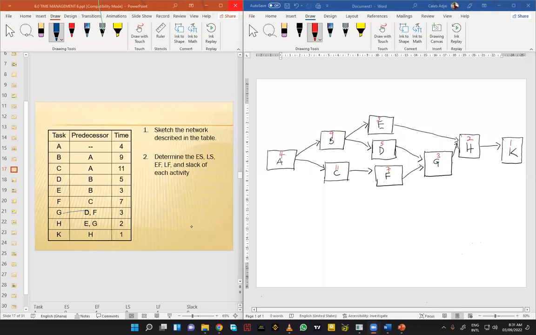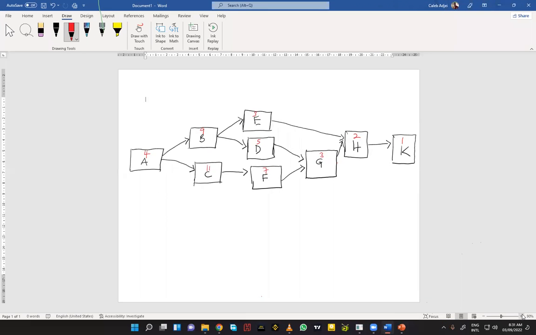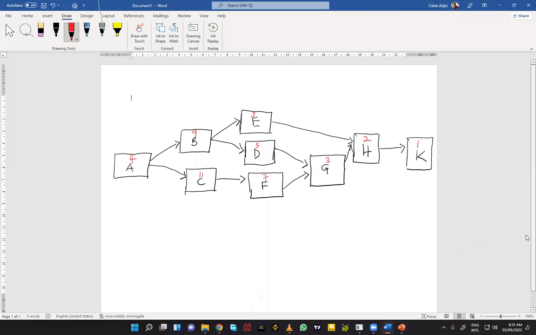Okay, any questions so far? You can't see what I've drawn on the board. I have my figures already, so there will not be any need for me to put it.